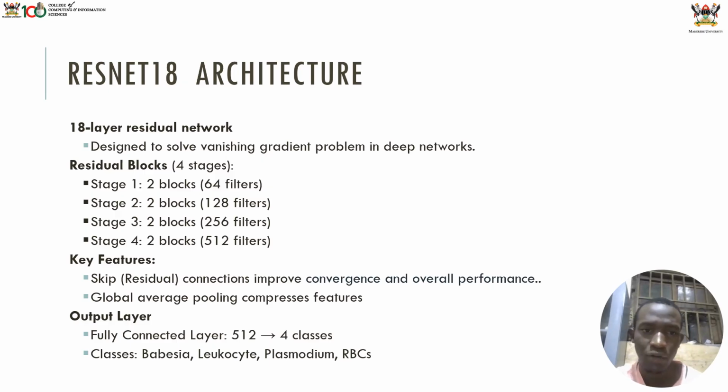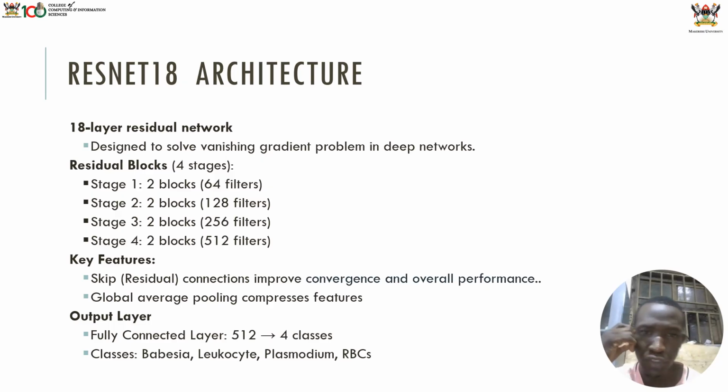Then we have our residual blocks. Basically there are 4 stages, and each stage is composed of residual blocks. In the first stage, we have 2 blocks consisting of 64 filters. At the early stage, we are just looking at the basic features like the edges and the textures. Then you have the second stage, which increases to 128 filters. Here, the model will be learning more detailed shapes and patterns within the cell.